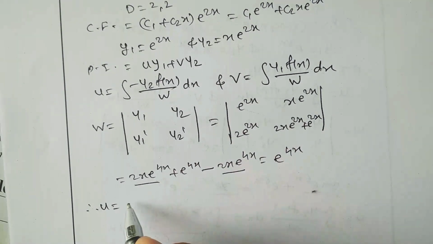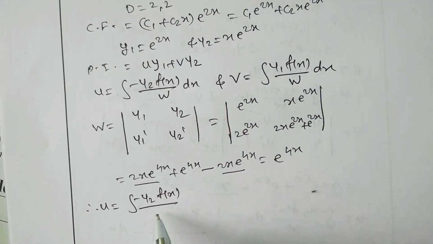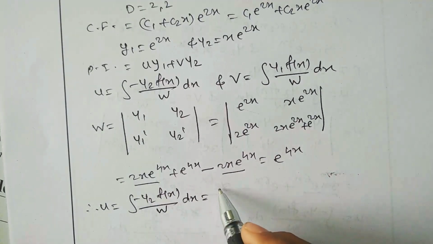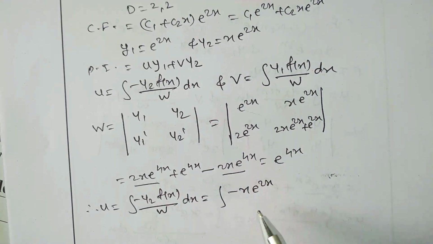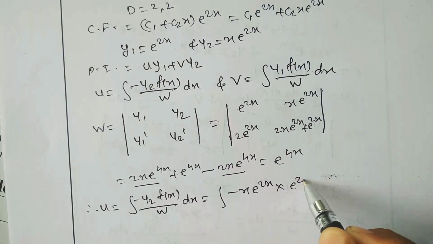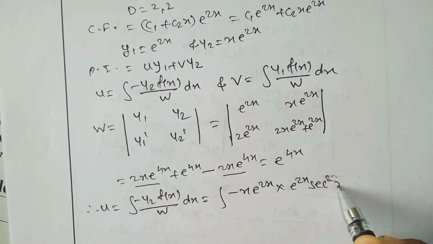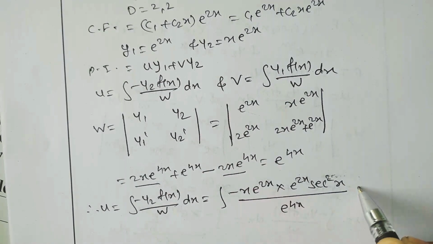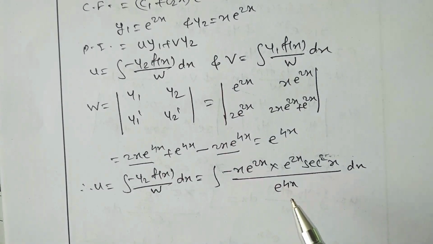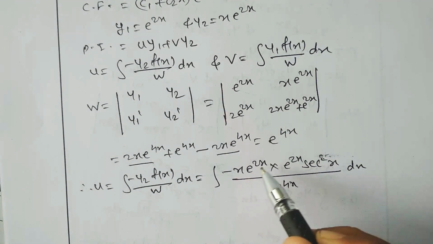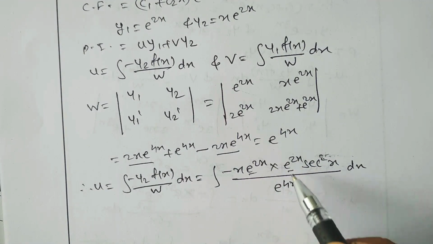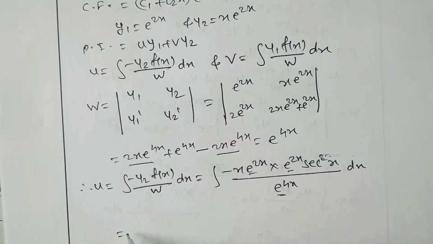Therefore u is the integration of minus y2 f of x upon w dx. This is equal to the integration of minus y2, so minus x e raised to 2x, into f of x, which is e raised to 2x into sec square x, upon w, which is e raised to 4x, dx. Now in the numerator, e raised to 2x and this e raised to 2x make e raised to 4x. This e raised to 4x cancels with this e raised to 4x. So we will get the integration of minus x sec square x dx.